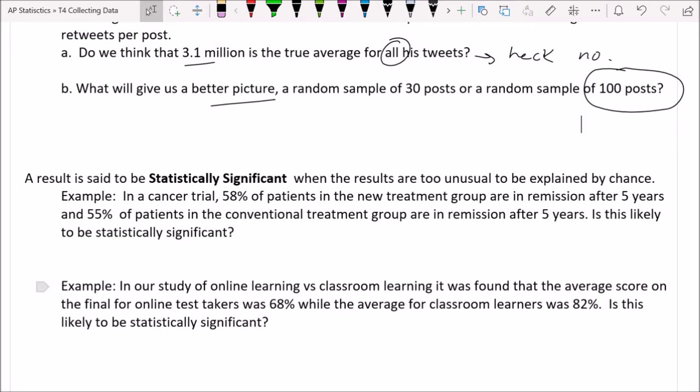Okay, so let's look at two real world type examples of that to get that idea. So here's the first one. In a cancer trial, 58% of the patients in the new treatment group, that's a newly developed drug of some kind, 58% of those folks are in remission after 5 years.